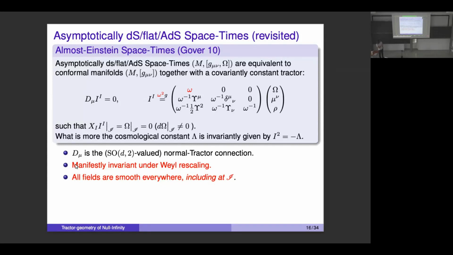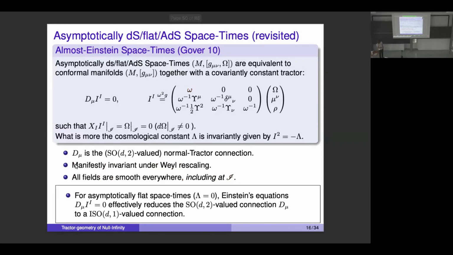Choosing a metric is a trivialization, and rescaling your metric transforms your fields in a linear way. And also what you gain is that there are no divergences anymore. Everything is smooth to null infinity. Okay, an important remark is that this equation effectively reduces the holonomy of this connection. You started with a connection which is valued in the conformal group, but now it preserves one direction, so it's reducing the holonomy, and now the holonomies are valued in the Poincaré group.